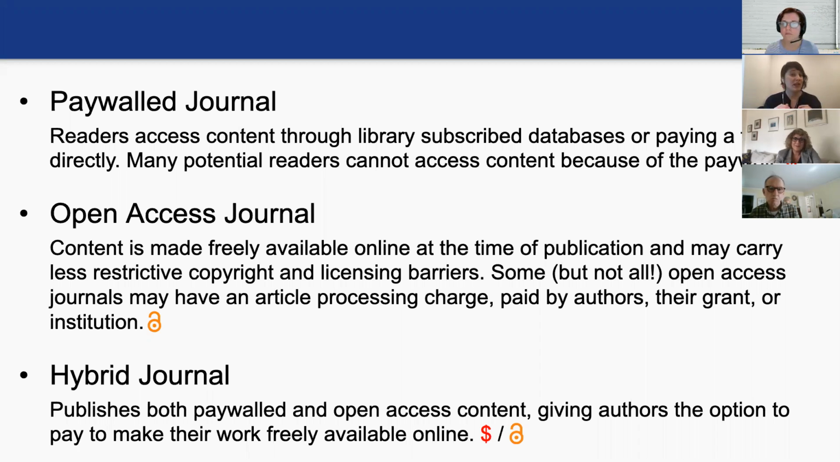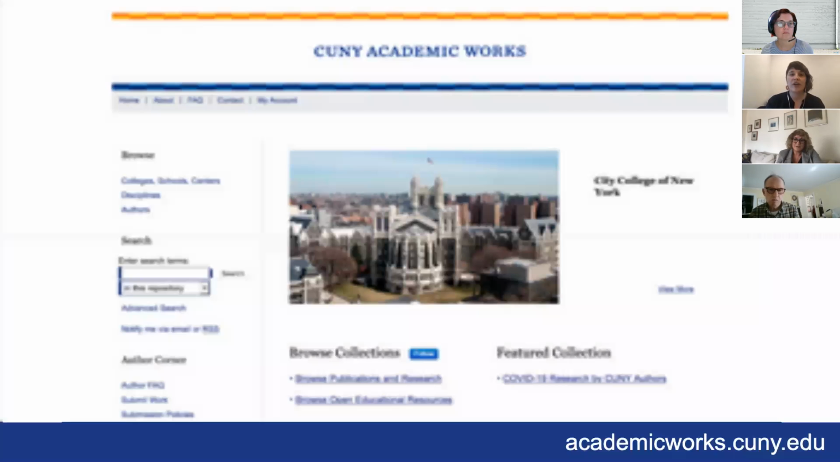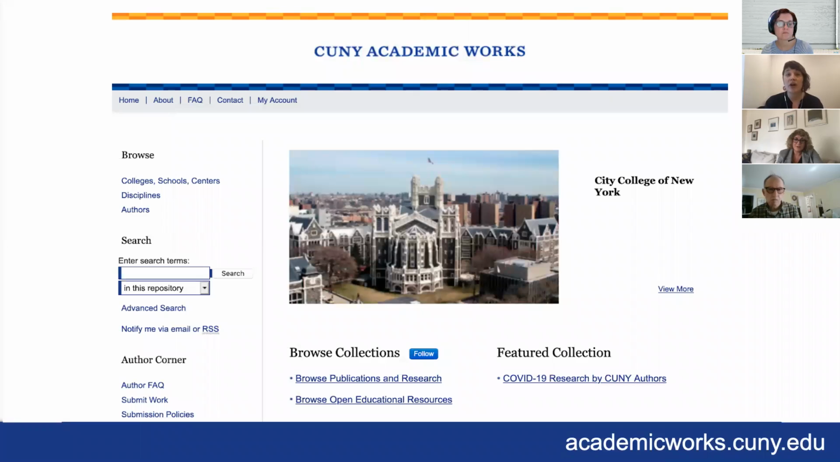Now, the really good news is that if you are submitting to a hybrid journal or even a paywalled journal, there are ways that you can make your work available open access. Many journals have policies that permit authors to submit a version of their manuscript to an open access repository, such as NIH's PubMed, or here at CUNY, we have CUNY Academic Works, which collects and freely shares the intellectual output of the university.